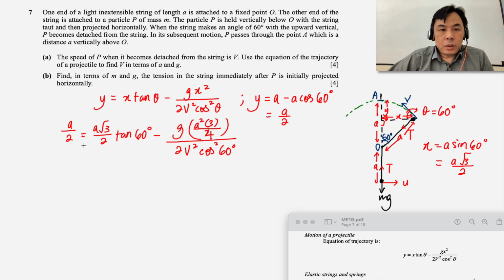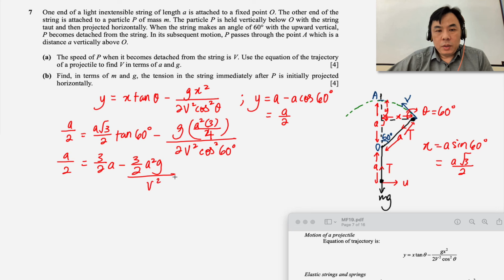Okay, so from here we are going to change the tangent 60 into root 3, and then that will give us 3 over 2 a, subtract off with this, cos 60 is a half, so it's a quarter, and then you have a half, right? So that is 3 over 2 a square g over v square, and then right after that we have 3 over 2 a square g over v square is equal to a, right, after we simplify that.